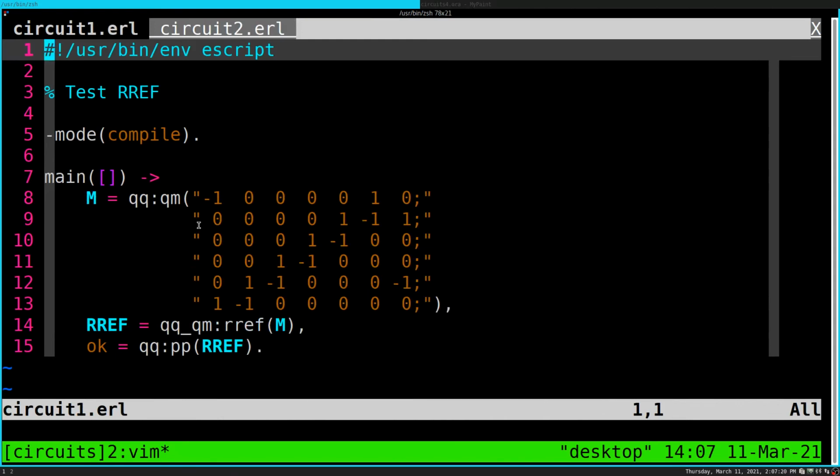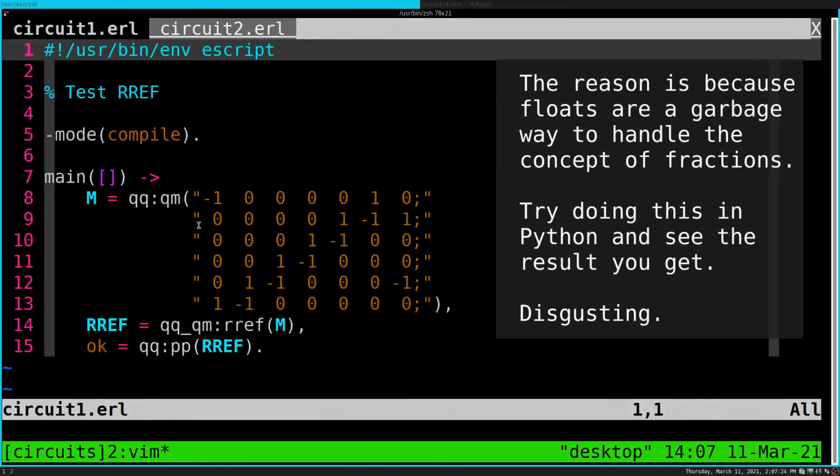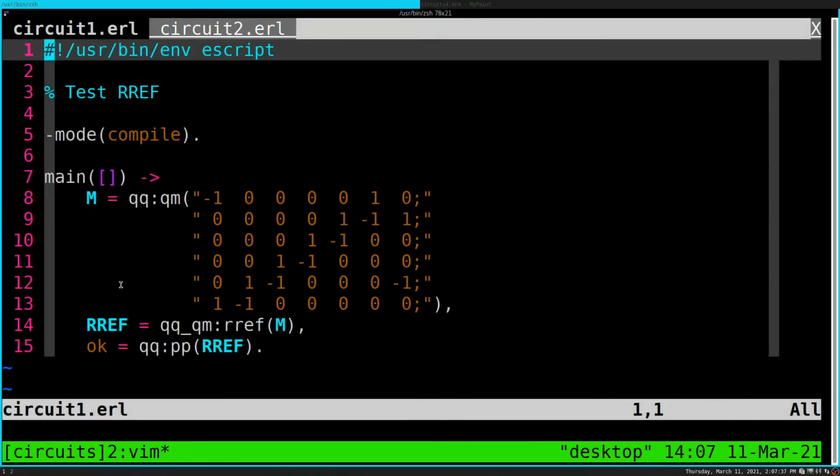It stands for Rational Analysis, and the reason is a very long story, but I don't like the way that computers have been. Yeah, it doesn't matter. Anyway, this is a very simple Erlang script that lives here, and I'll put a link to this in the description.